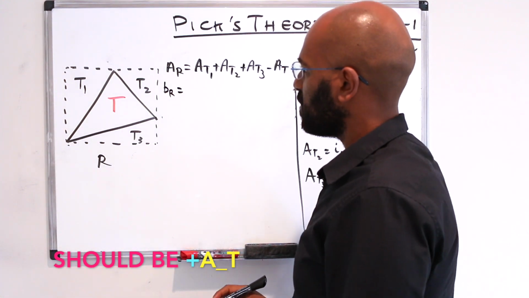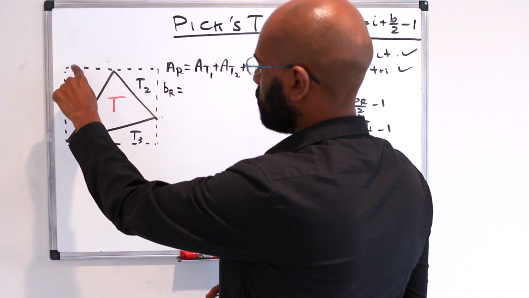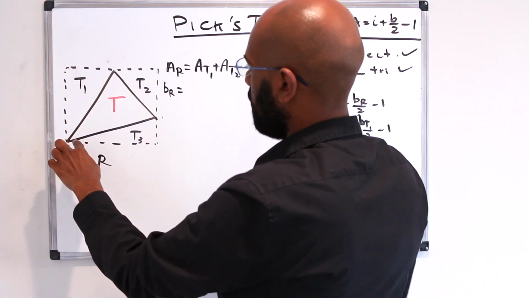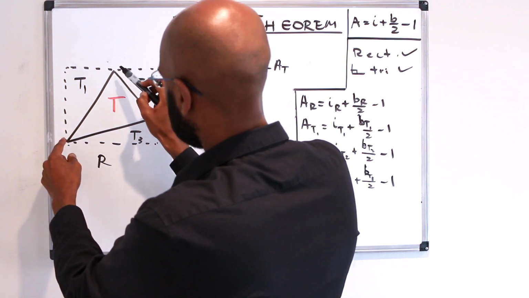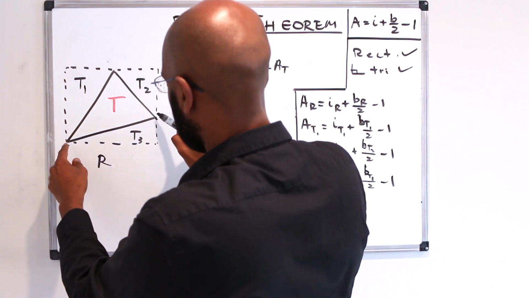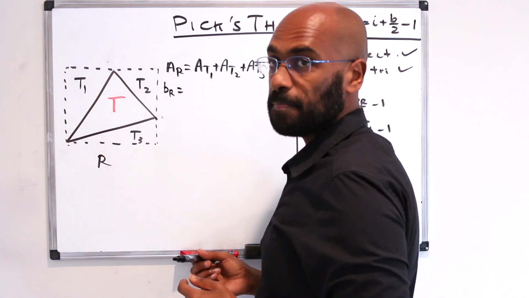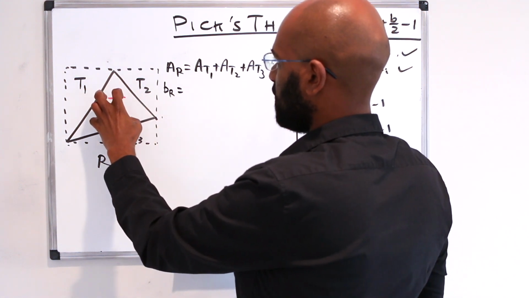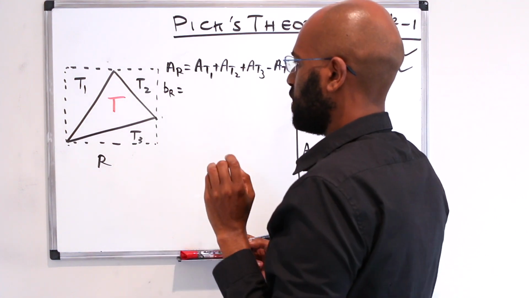So the boundary points of R are the points that are all over here, right? And so they cover parts of T1, T2, and T3, but not all of them. If you want to include T1, T2, and T3, you have to include this line segment, and this line segment, which actually covers exactly the boundary points of T. So the boundary points of R plus the boundary points of T is the boundary points of T1 plus that of T2 plus that of T3.